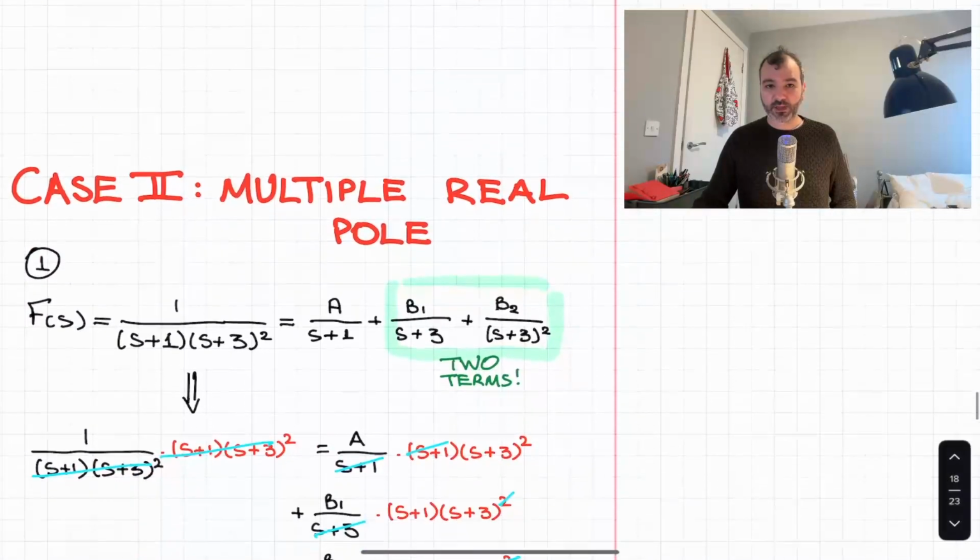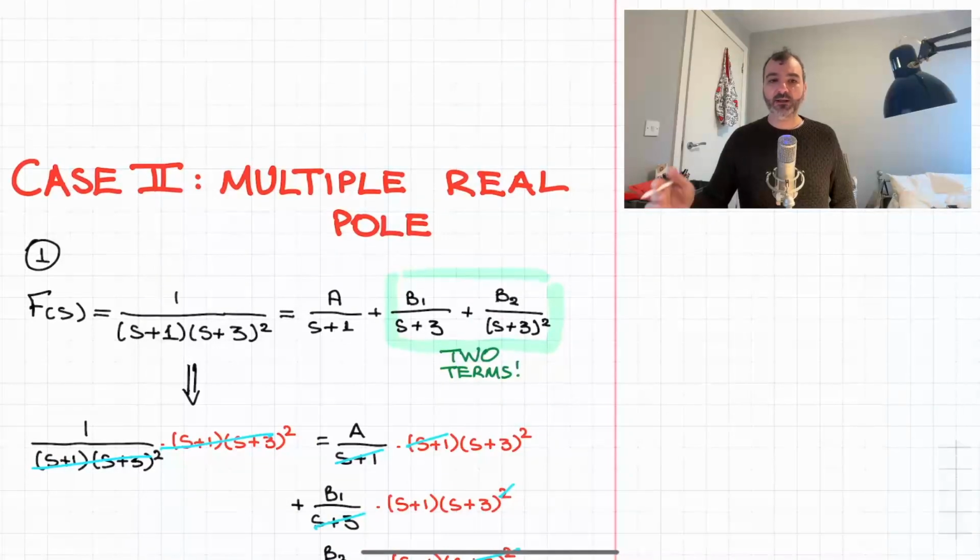What happens if we have real poles again, but one of them, or more than one of them, happens to be multiple? Like in this case, we have s plus 1, s plus 3 squared. Then the only difference is that for the pole with multiplicity 2, we need 2 terms. If we had a pole of multiplicity 3, we would need 3 terms, and so on. And the decomposition is as follows.